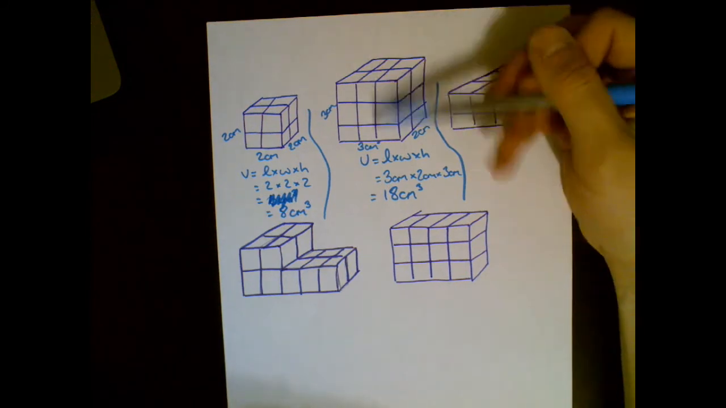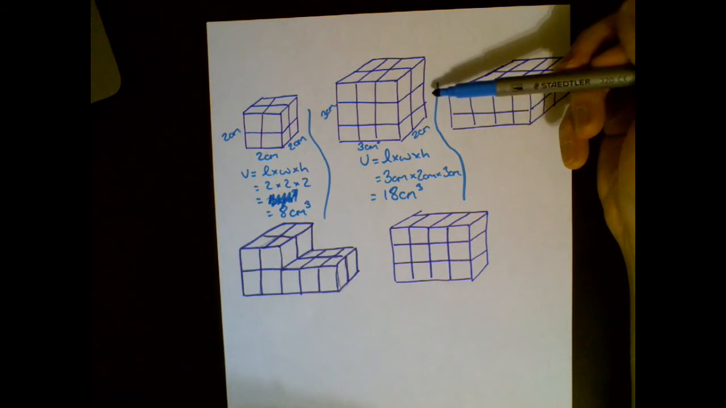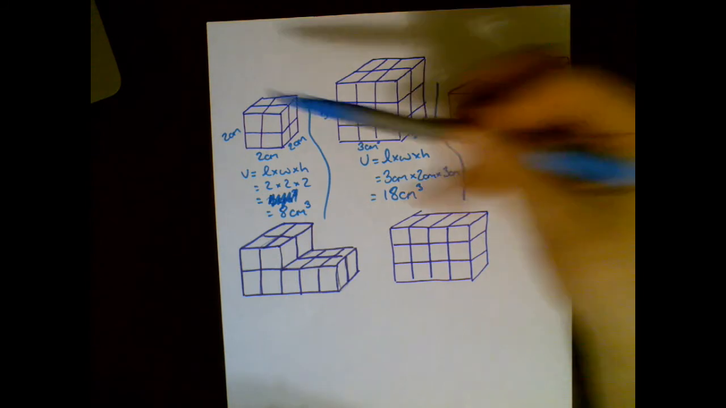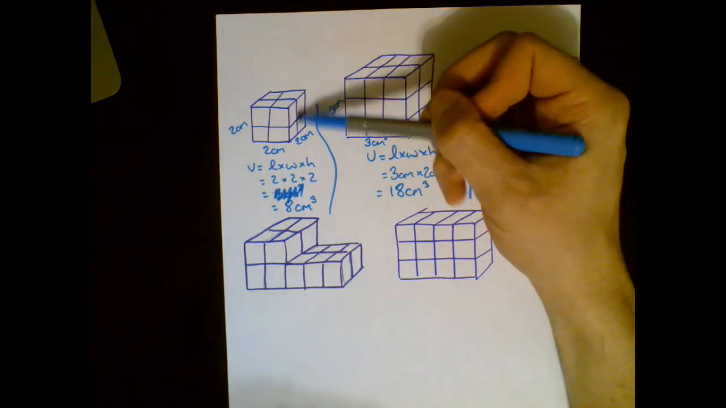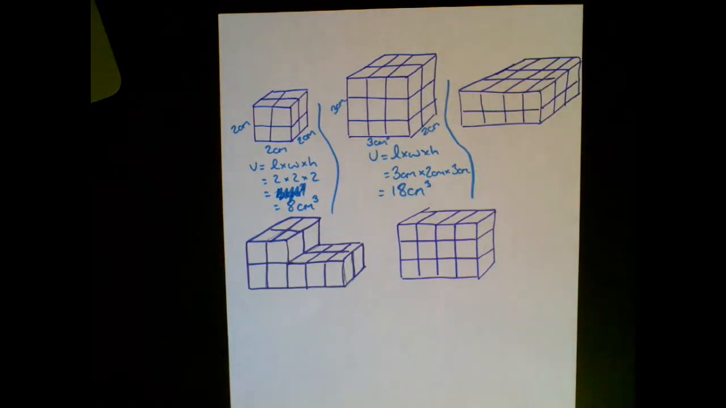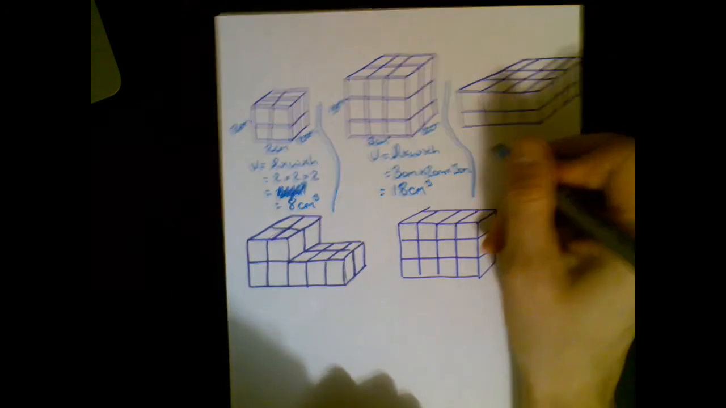So if there's a layer of 9 here, there's a layer of 9 on the back. So 9 plus 9 is 18. Same thing with this one. There's 4 in the front. There's 4 in the back, so you add it up to 8. Okay, last one in this first row here.